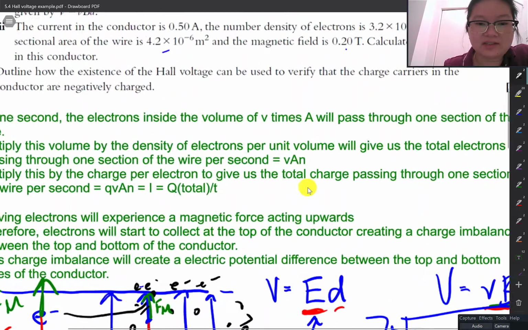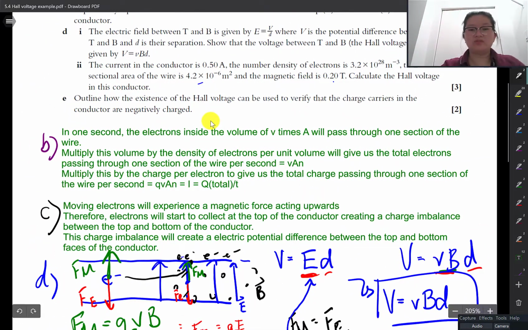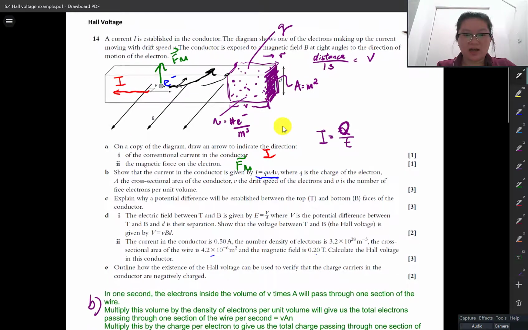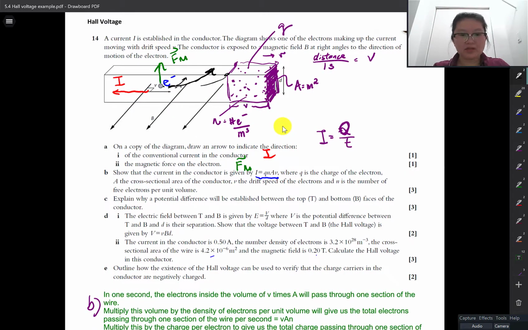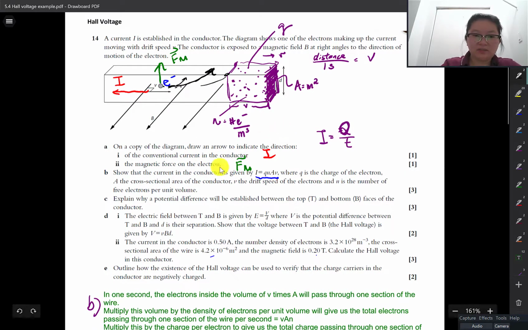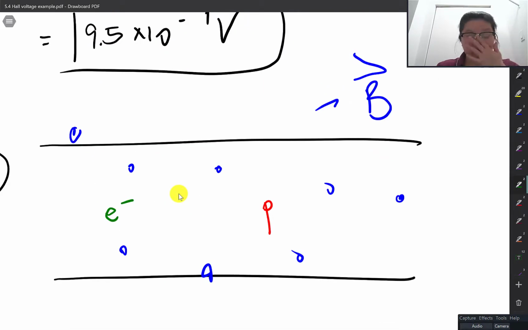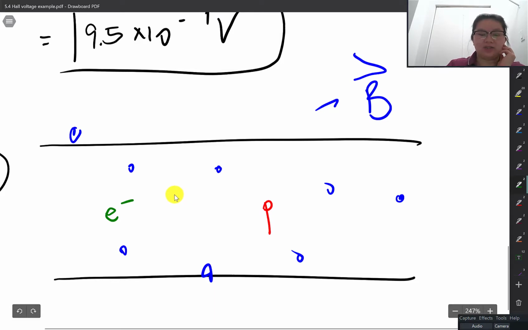Outline how the existence of the Hall voltage can be used to verify that the charge carriers in the conductor are negatively charged. So this one, you kind of have to use your right-hand rule a bit. So let's go down to the bottom. On this diagram, I am showing you a proton here, and an electron.